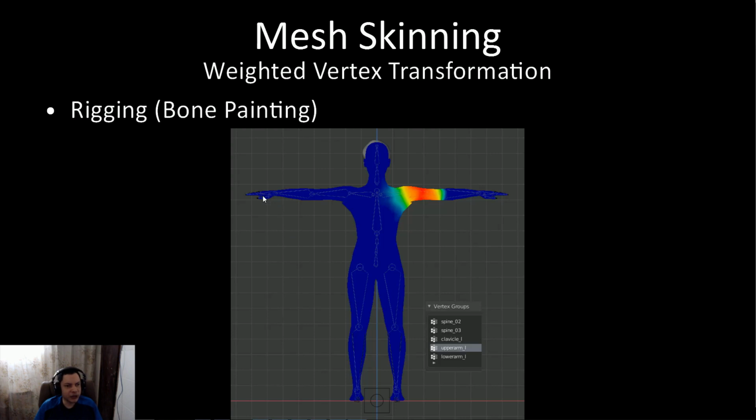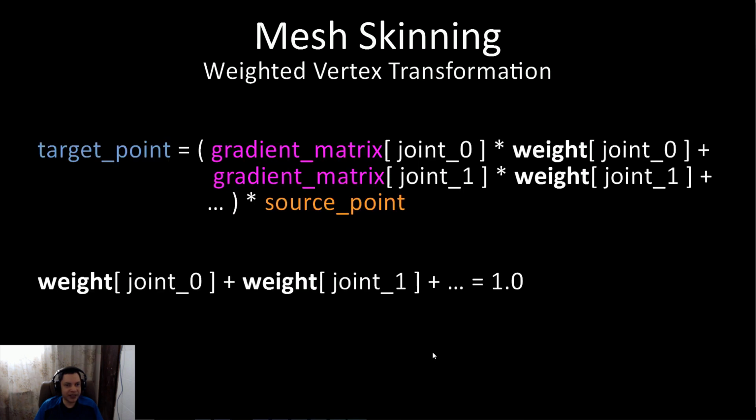The main idea is to create regions of influence per vertex. The 3D modeling tools usually call this rigging or bone painting. Mathematically, we can do a linear combination of the related gradient matrices. Take a look at the equation now. We do the multiplication of the gradient of a joint by its influence, and each vertex can have its own group of transformation influences. This will be a linear combination when the sum of the weights is 1.